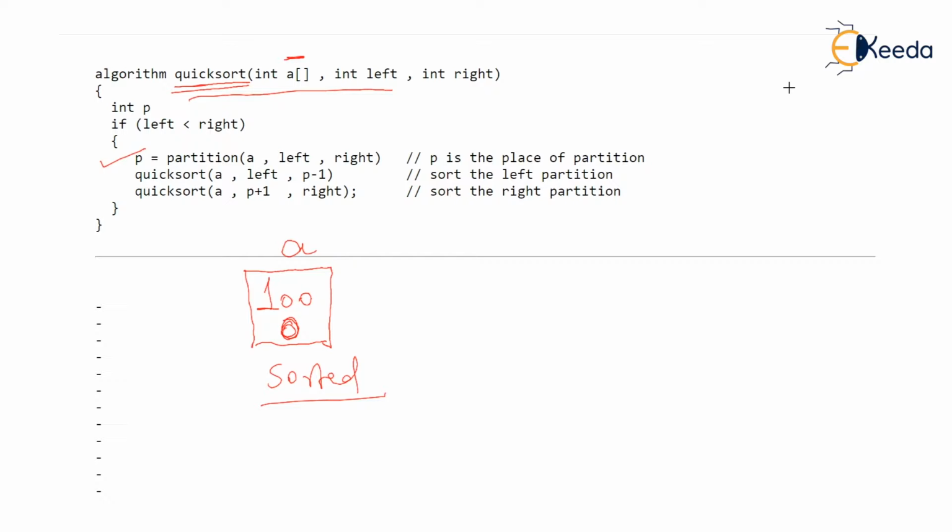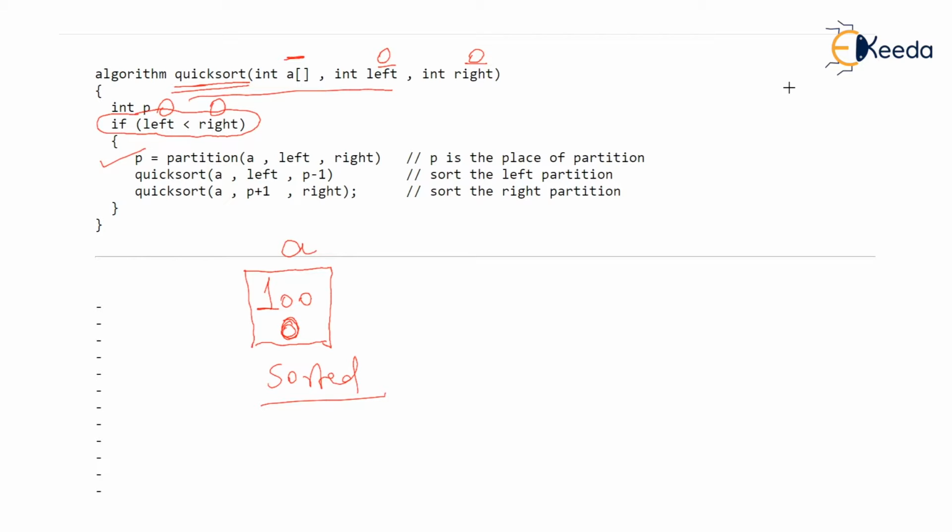Next is left. Left is 0 obviously, and right is also 0 because the indexes of the array run from 0 to 0. Now watch, there is nothing to sort in the array. Inside the quicksort algorithm, there is an if statement: if left is less than right. But left is 0 and right is also 0. That means the two indexes, left and right, are equal.